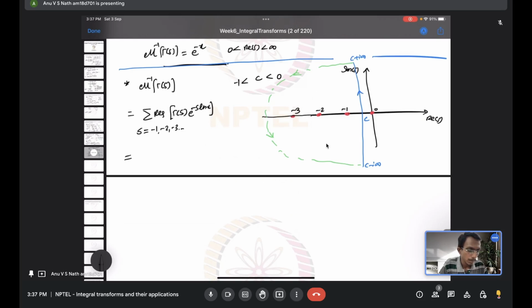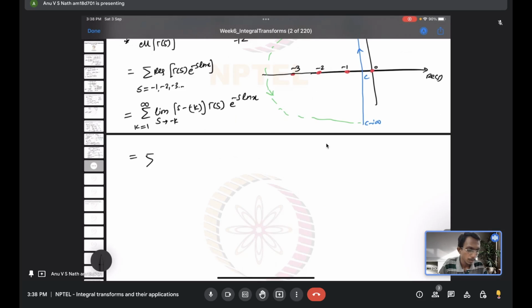Basically this is the limit s tending to minus k of s minus minus k multiplying gamma of s times exponential of minus s ln x, where k is now 1 to infinity, unlike the earlier case where it was 0 to infinity. So everything is the same, even the residues are the same. We'll find that the first combination will have the residue minus 1 the whole raised to k by k factorial. And the exponential of minus s ln x is also evaluated to be exponential of k ln x.